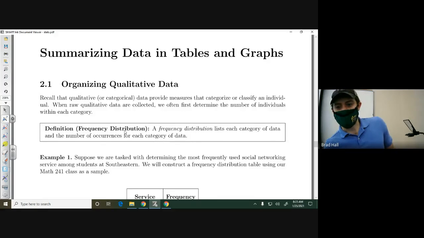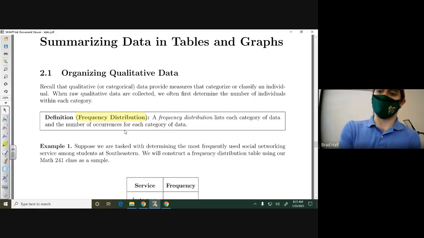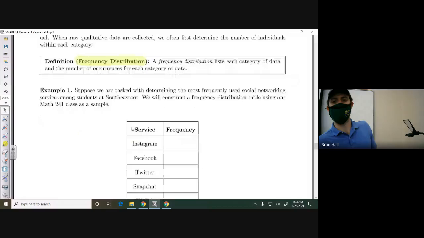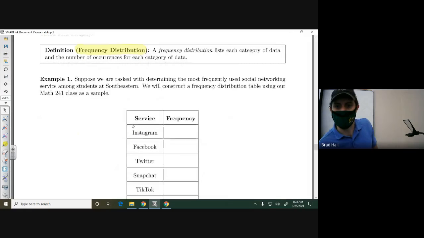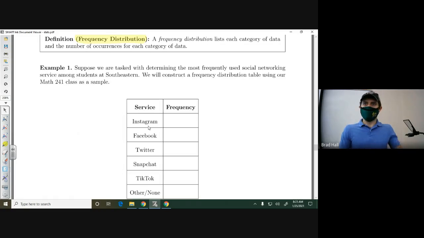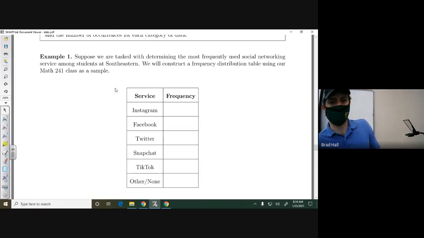A frequency distribution, that'll be the first thing we talk about. A little bit of terminology here: a frequency distribution lists each category and the number of occurrences. So basically a frequency distribution is how many people are going to choose a certain thing over another. This is a great segue into the example that I told you all to think about. We're going to actually do a qualitative survey for example 1. I'm hoping we get a nice spread of inputs.